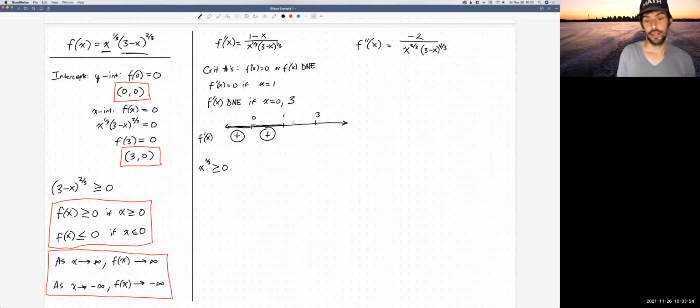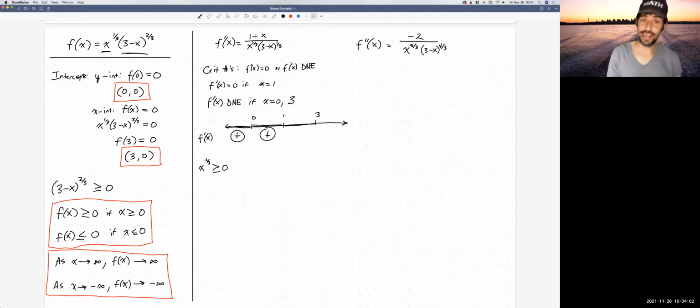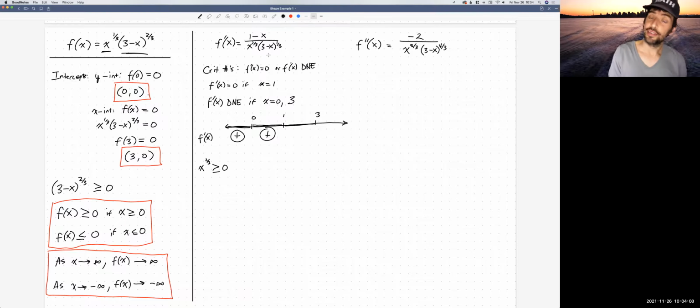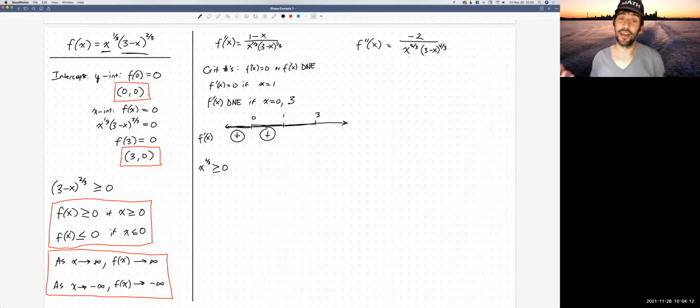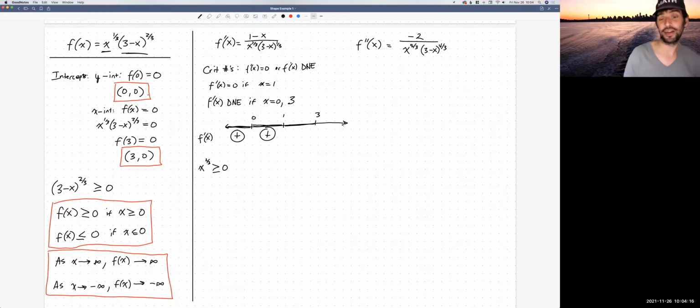Okay. Next interval is between 1 and 3. Now the numerator is negative. You're taking a number bigger than 1, subtracting it from 1, you get a negative number. In the denominator, we still get that x to the 2/3 positive, and 3 minus x is positive because our number is bigger than 1 but still smaller than 3. So 3 minus x is positive. We've got a negative numerator, positive denominator. We have a negative number.